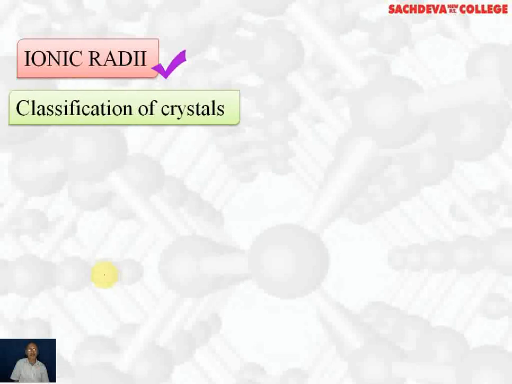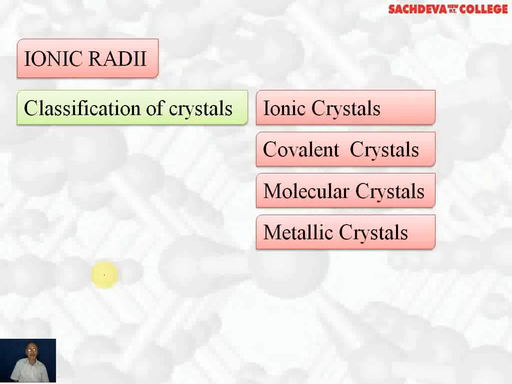Next we are taking ionic radii and classification of crystals. Crystals are classified into four categories. First one is ionic crystals. An ionic crystal consists of oppositely charged ions which are held together by strong force of attraction between them, and that is why they have high melting and boiling point. Most of them are soluble in water and they do not conduct electricity in solid state, but they conduct electricity in molten state and in aqueous solution. Examples are NaCl, KCl, CaF2, cesium fluoride, etc.